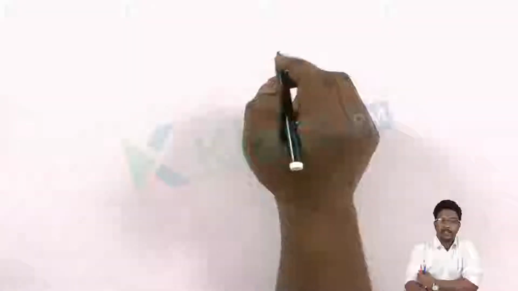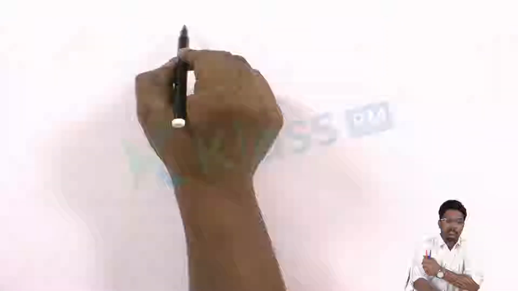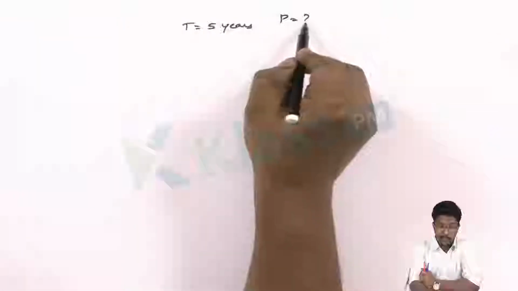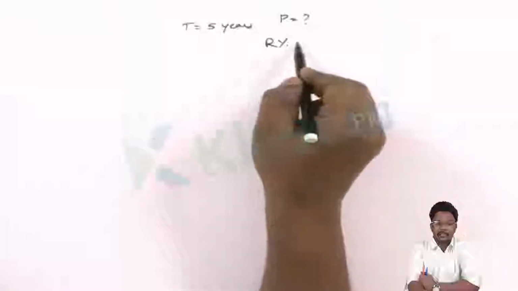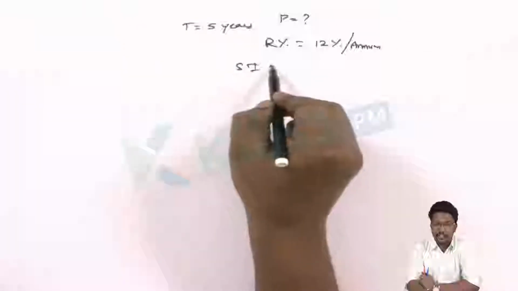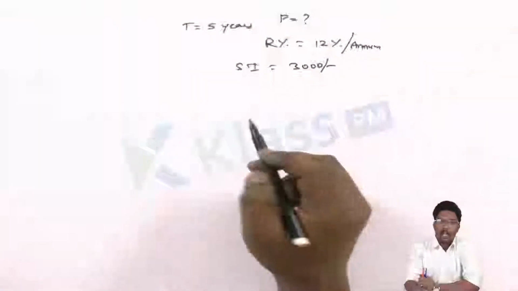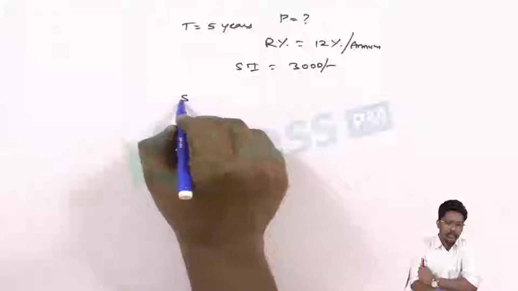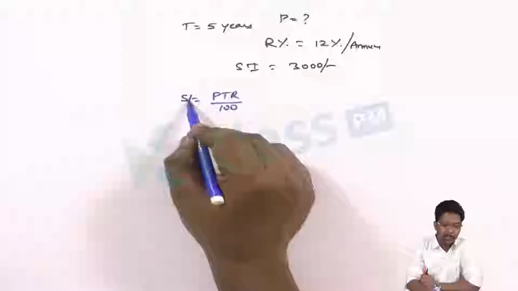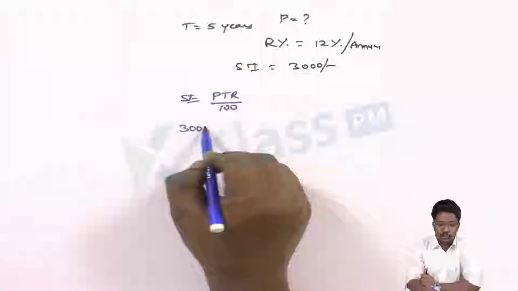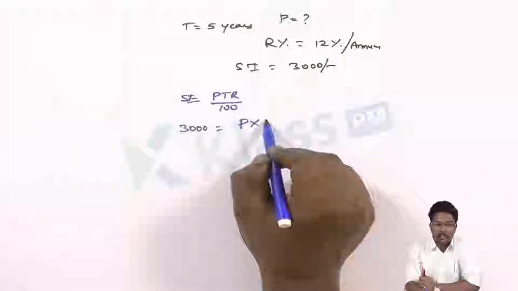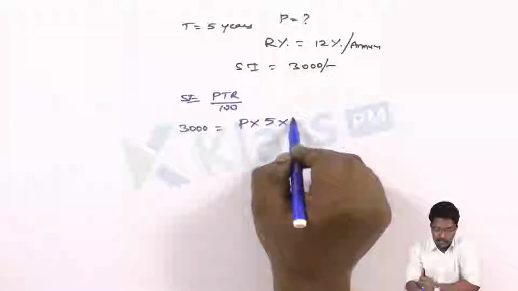Next one. On what sum of money is the simple interest for 5 years... Here the time period is 5 years. It is asking for the principal, and the rate of interest is 12% per annum. Okay, the simple interest is 3,000 rupees. If you are comfortable with the formula-based method, please go through that. Okay, the simple interest is mentioned as 3,000 rupees. What is the principal? We don't know. And what is the time period? 5 years. And what is the rate of interest?